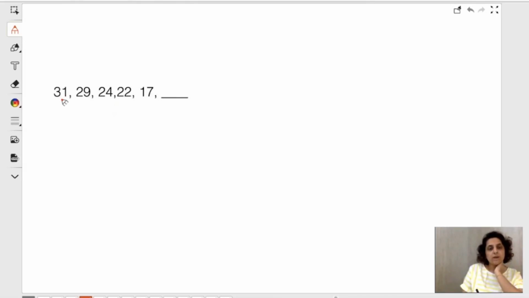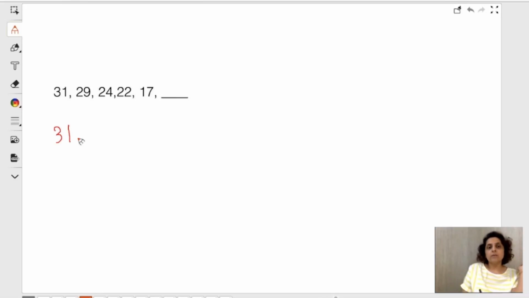The series is 31, 29, 24, 22, 17 like this. So as we can see, the numbers are reducing here. First we are starting with an easy example. So let's see what's the difference between the consecutive terms. The first thing generally we do in solving a series problem is we first look at the difference between the terms given. If the difference doesn't work out, then we have to try out other ways of solving the particular series.